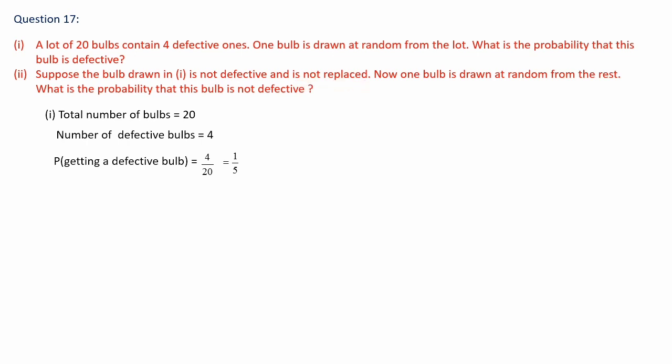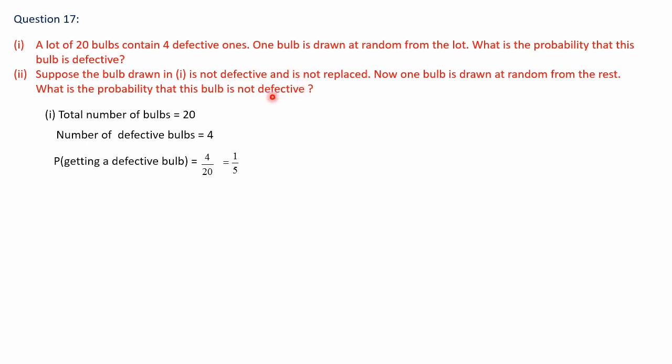You have taken one bulb in the first part, and in the second part it is given to us that it is not defective, means a good one. One good bulb you are getting, and it is not replaced, means you have taken away that bulb. Now one bulb is drawn at random from the rest. So the balance is only 19 bulbs. What is the probability that this bulb is not defective? That is the question.